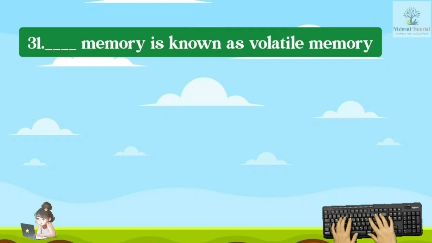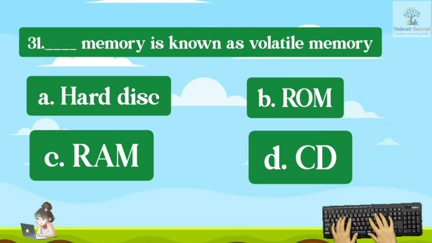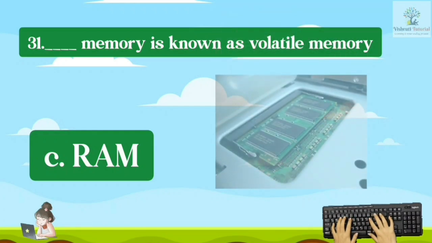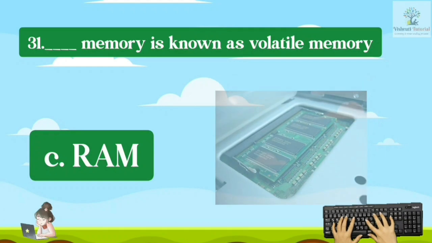Question number 31. Dash memory is known as volatile memory. Options: A. Hard disk, B. ROM, C. RAM, D. CD. And the correct answer is C. RAM. Random access memory is known as volatile memory.